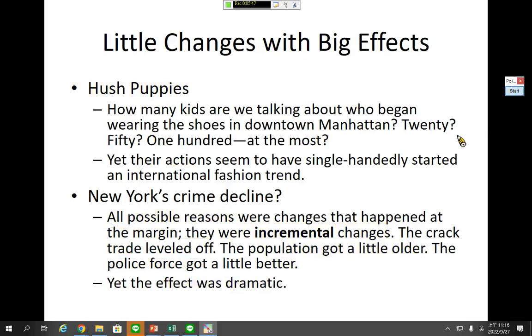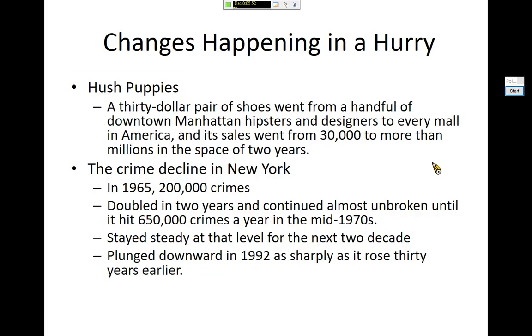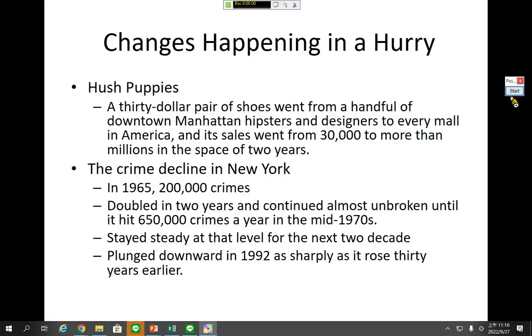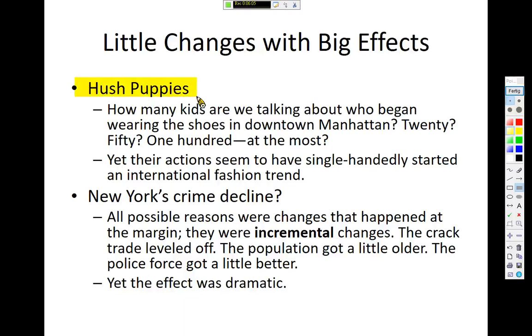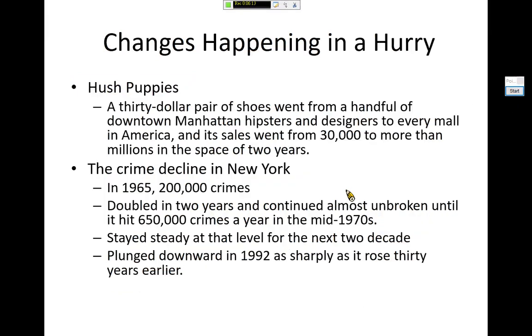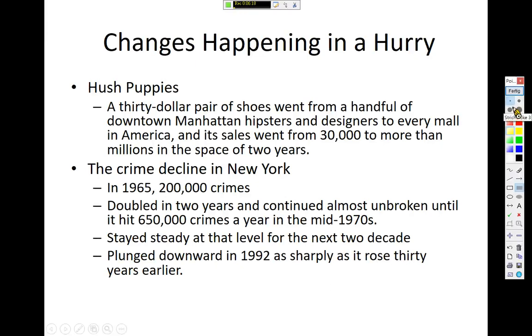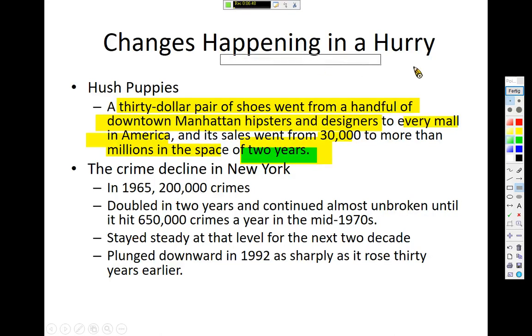And how about the third one? The third one is changes happening in a hurry, not in a slow fashion, but in a very quick fashion. Let's look at hush puppies. A $30 pair of shoes went from a handful of downtown Manhattan hipsters and designers to every mall in America. So it's a very small beginning to every mall in America, right? And its sales went from 30,000 to more than millions in just 2 years. So you see, change is happening in a hurry, right?